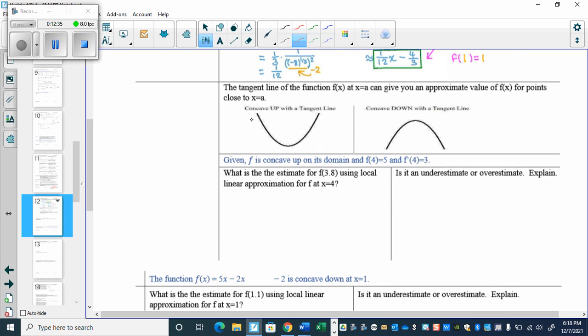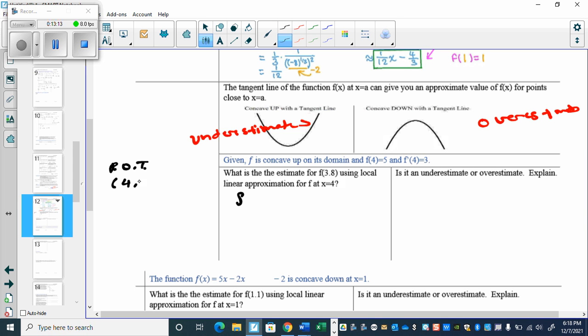Typically when it's concave up, because the tangent line falls below, you're usually coming up with underestimates. Here, because it's concave down, you're usually coming up with overestimates. Okay? So, what is the best estimate for f of 3.8 using local linear approximation for f at x equals 4?